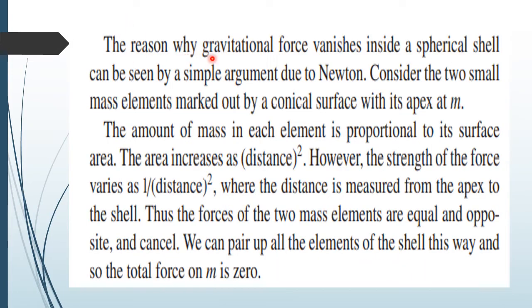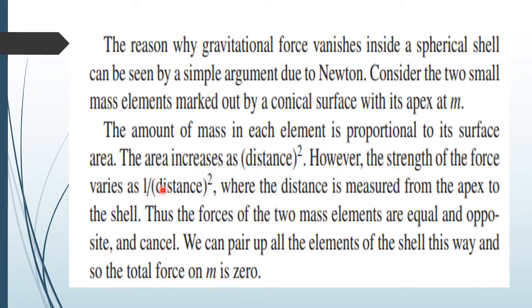Now, the reason why the gravitational force vanishes inside a spherical shell can be seen by a simple argument due to Newton. Consider two small mass elements, marked out by a conical surface with an apex at m. The amount of mass in each element is proportional to its surface area. So the surface area increases as distance square.